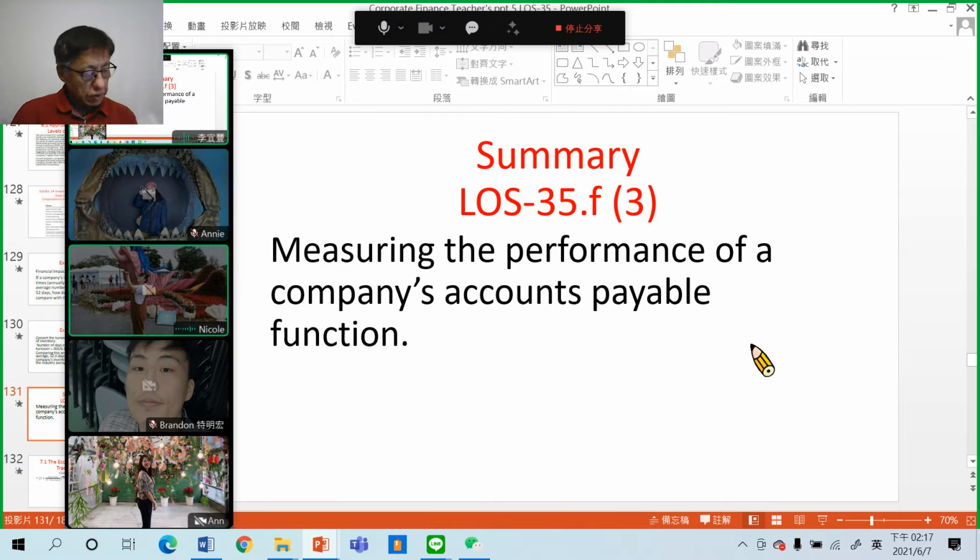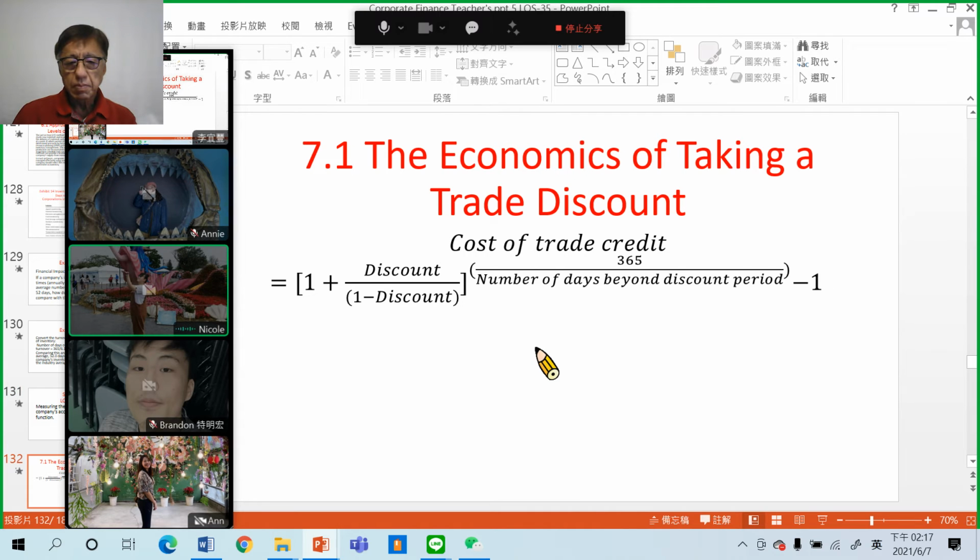Next, I'm Nicole. To summarize, measuring the performance of a company's accounts payable function. On page 101, here is the function of cost of trade credit. And next page.